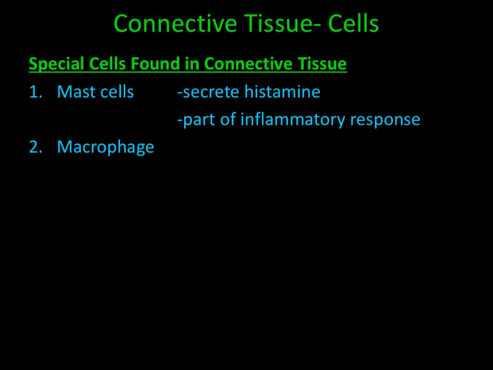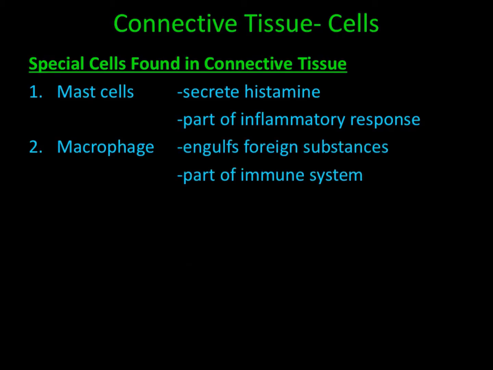A macrophage is a white blood cell or leukocyte. It's produced by the cardiovascular system, but is part of the immune system because it engulfs foreign substances. Think of a macrophage as a little Pac-Man. It's going around and looking for things to eat.